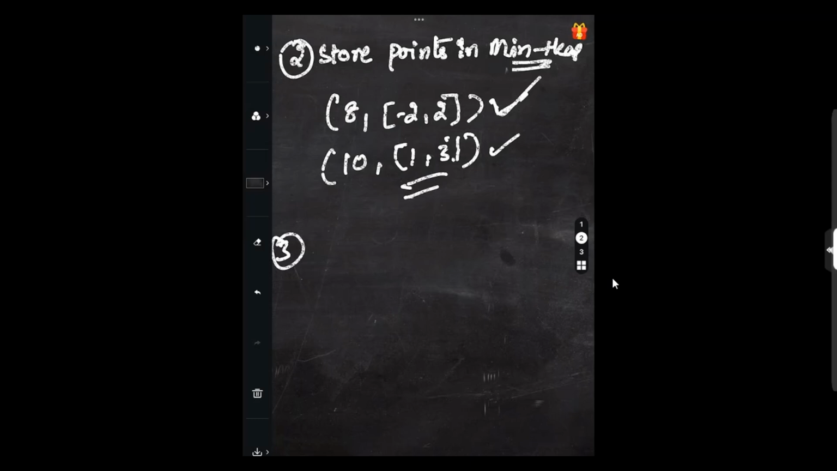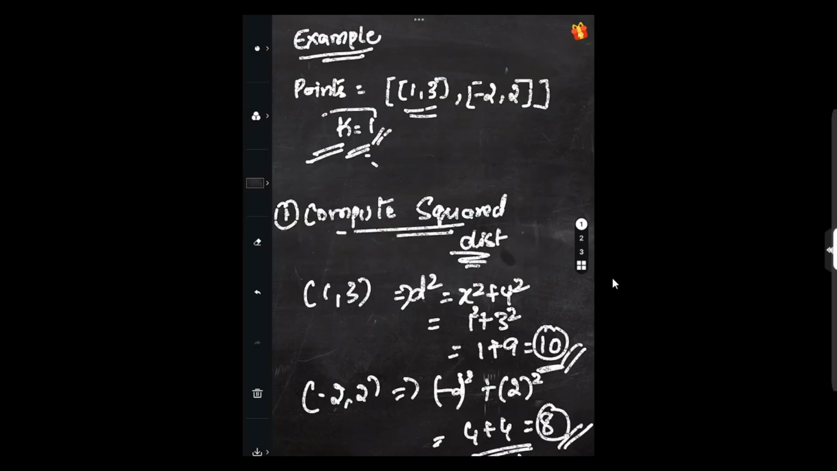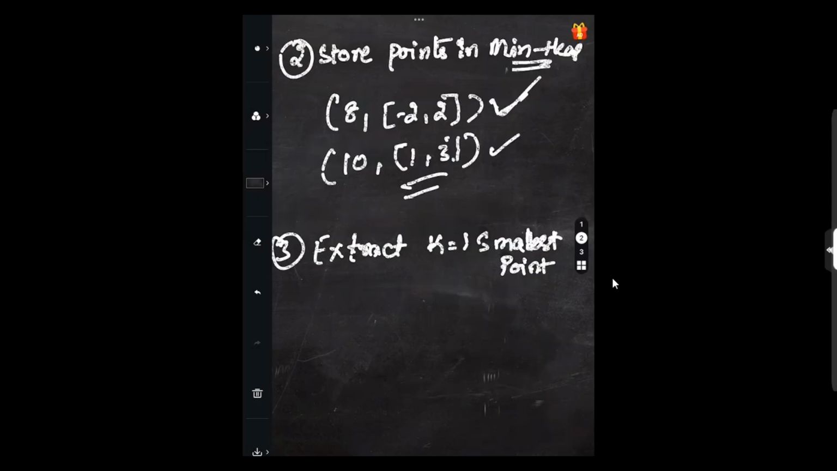Let's move on with the third step, nothing but extracting the k equals 1 smallest point. We have to extract here the k equals 1 smallest point. They have mentioned k equals 1, right? You can clearly see here k equals 1. So only 1 point we have to display in the output.